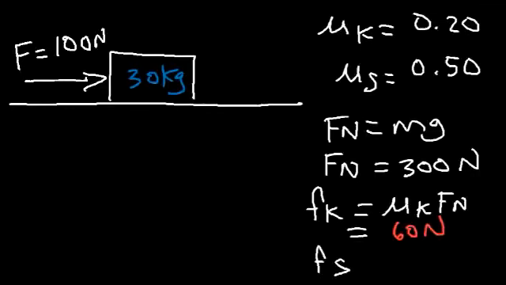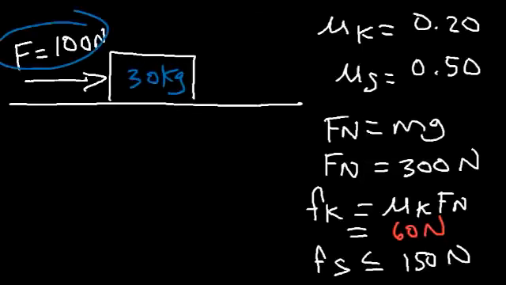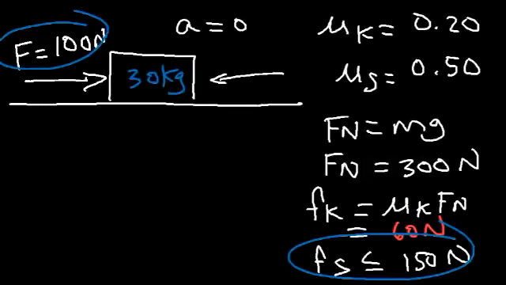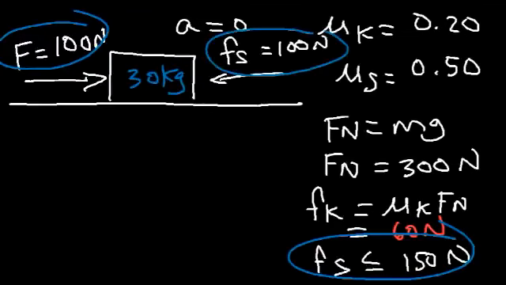Now what's F of s? What's 50% of 300? That's 150. So notice that the applied force has not exceeded static friction. So therefore, the acceleration is 0. Static friction at this point is 100. It's going to match the applied force until you exceed 150. So there's no net force.